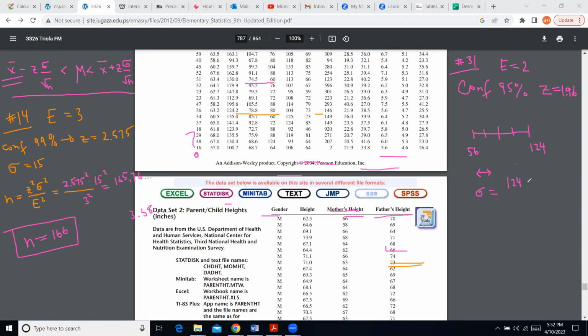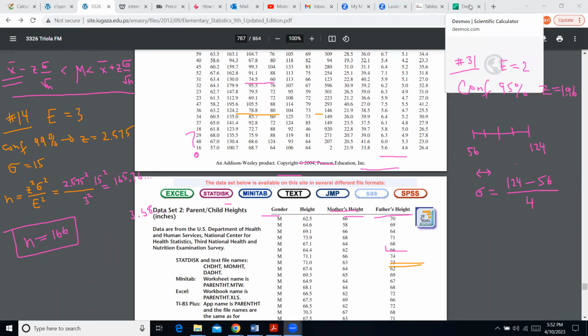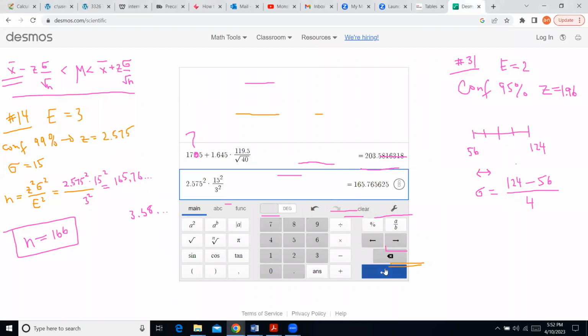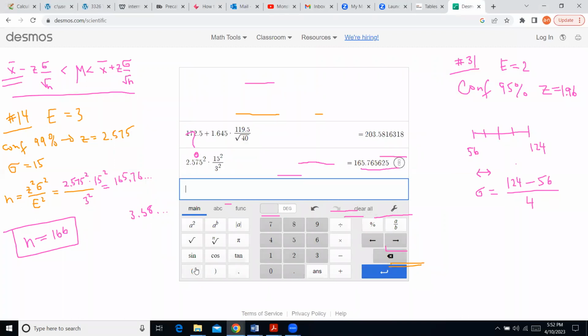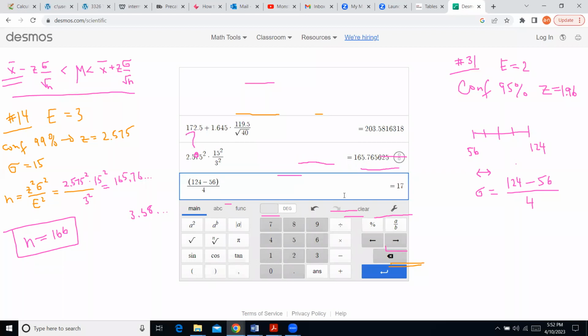So 124 minus 56, you divide by 4. So why do they do this? Well, that's if you don't feel like calculating standard deviation. I wouldn't do this, but they say use a rule of thumb, so I can show you what this rule of thumb is. So we got this 124, I put in parentheses, subtract 56, and then divide this by 4. So it's 17. So they want us to use 17.